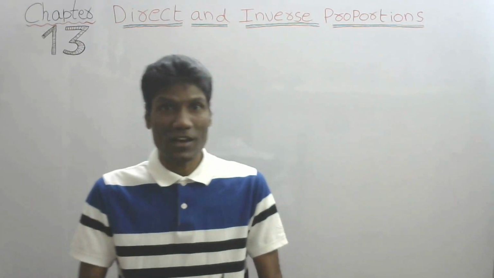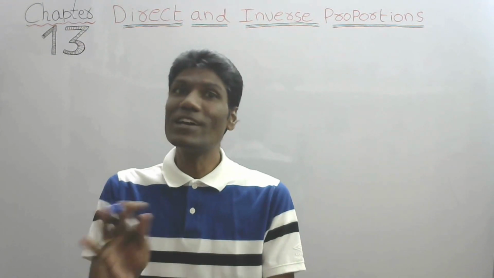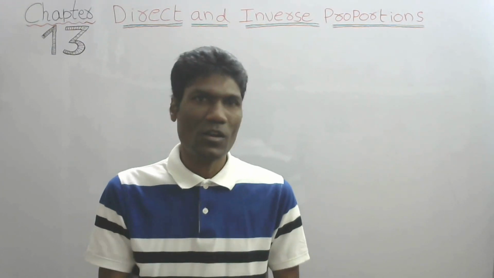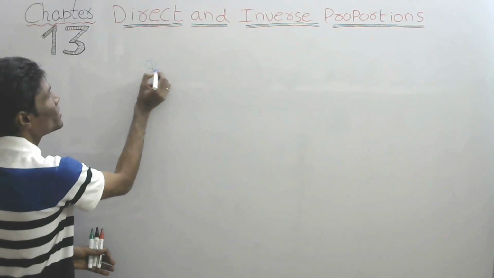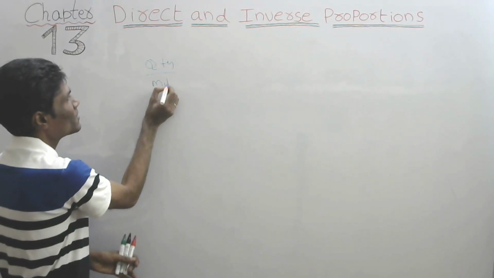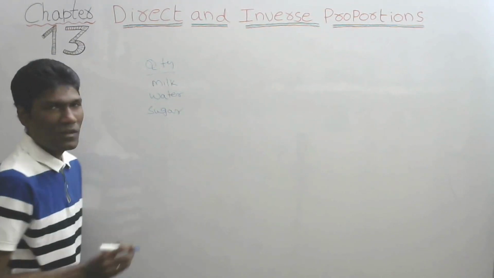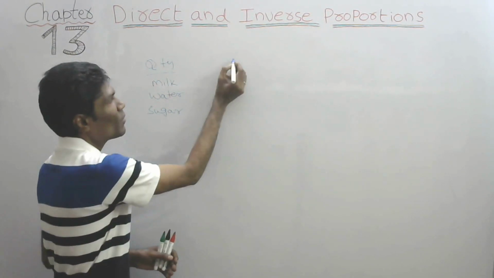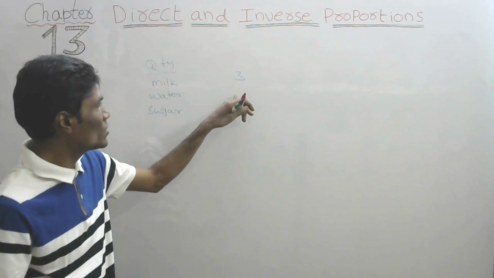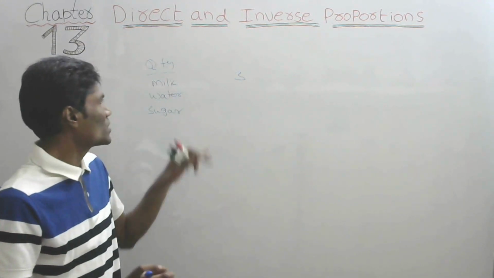Say, if there are 5 persons, then what are we going to do? We will be changing the quantity. Say, this is the quantity of milk, water, sugar. We are taking some quantity. For how many people? Say, for 3 persons we are making. How much are we using? Say 100 ml, 50 ml and say 50 grams of sugar.